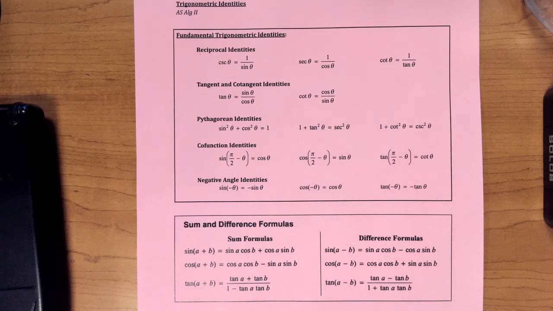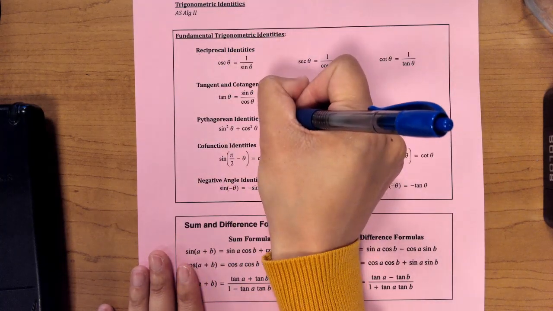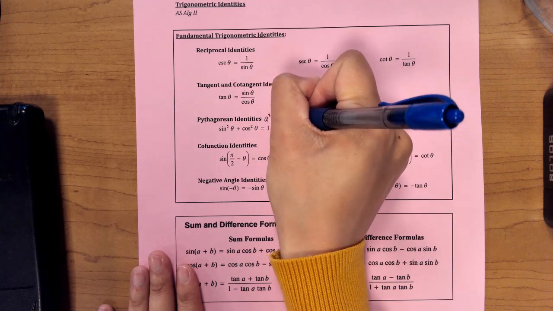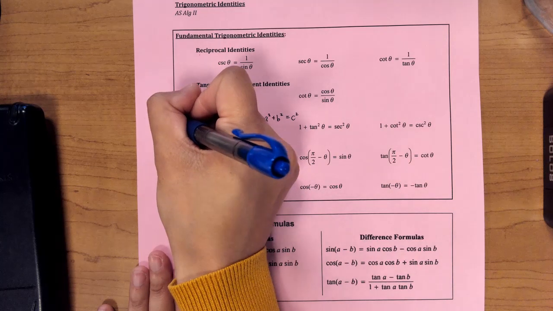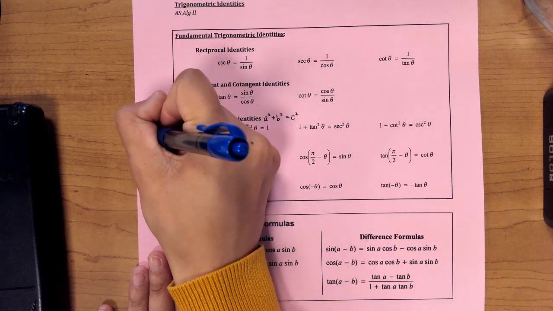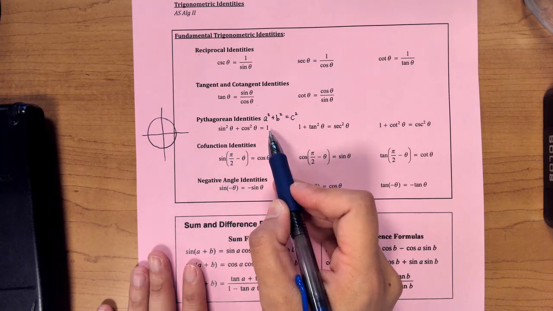And this one comes from the Pythagorean theorem, which is a squared plus b squared equals c squared, right? Where c is your radius. Well, on a unit circle, we know that our radius is 1. And so that's where this comes from.